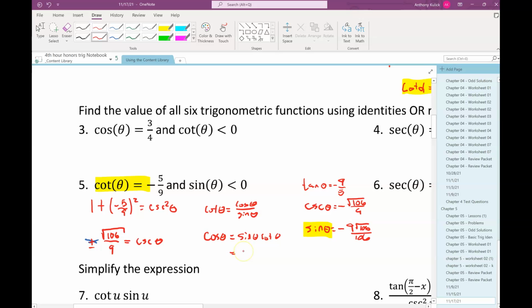And so now I can just plug them in. So I have 9 root 106 over 106 times negative 5 over 9. So the 9's reduce and the negative signs cancel. So I have 5 root 106 over 106, and then secant is the reciprocal. So when I do that, I get root 106 over 5 after I reduce.